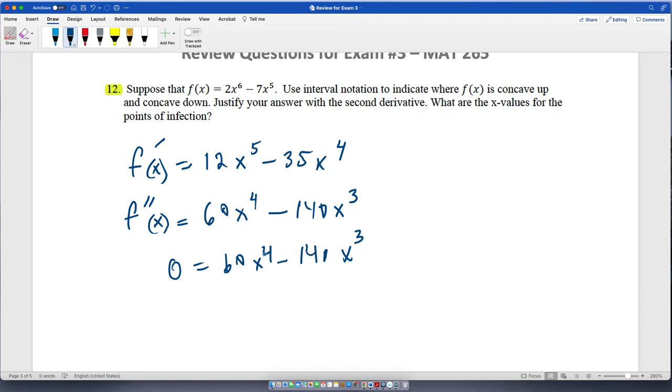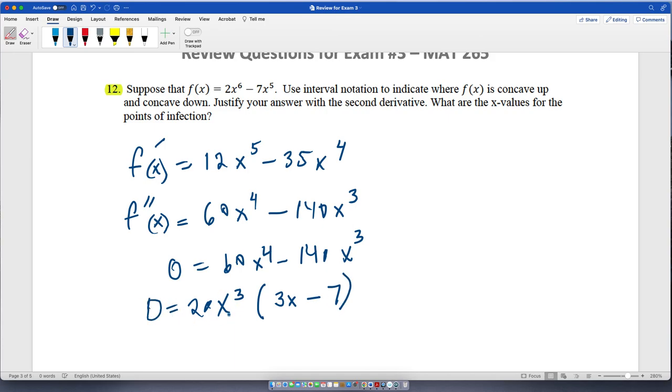What I would do is I can factor out an x to the third. And let's see, 60 and 40 have a common 10. 10 goes into both, and 20 goes into both. So I can factor out a 20. 60 divided by 20 is 3. 140 divided by 20 is going to be 7.